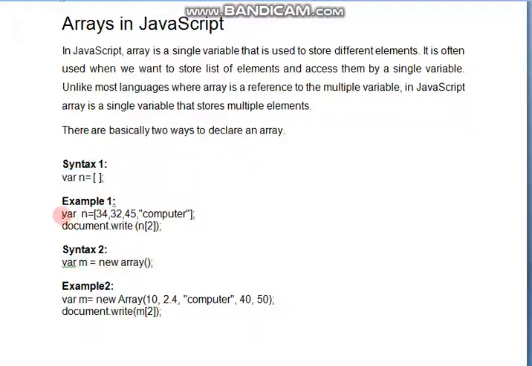Example, you see one variable here I am declaring with the name n, and it has 4 values: 34, 32, 45 and computer. Here I am printing the second value. It means the third position, because in arrays the concept starts from the 0th location. So this is place 0, this is place 1, and this is 2. So in this case 45 will be printed.